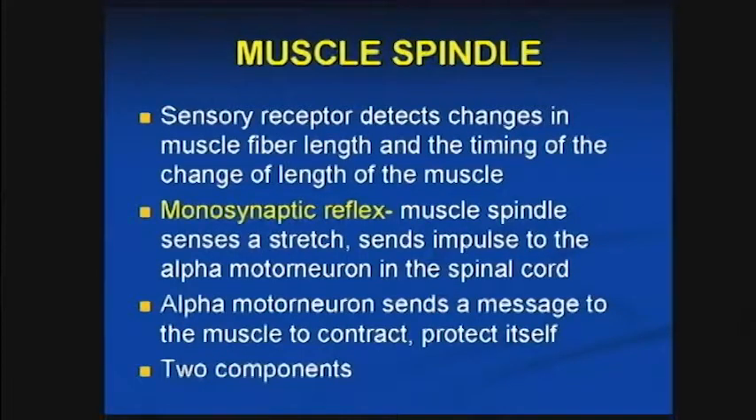And this is what we call a monosynaptic reflex arc. So muscle spindle senses a stretch. It says, hey, I'm being stretched. I feel the length changing. I'm going to send a message to the alpha motor neuron in the spinal cord. The alpha motor neuron says, hey, muscle, contract. Protect yourself from being torn. So that's the typical monosynaptic reflex.